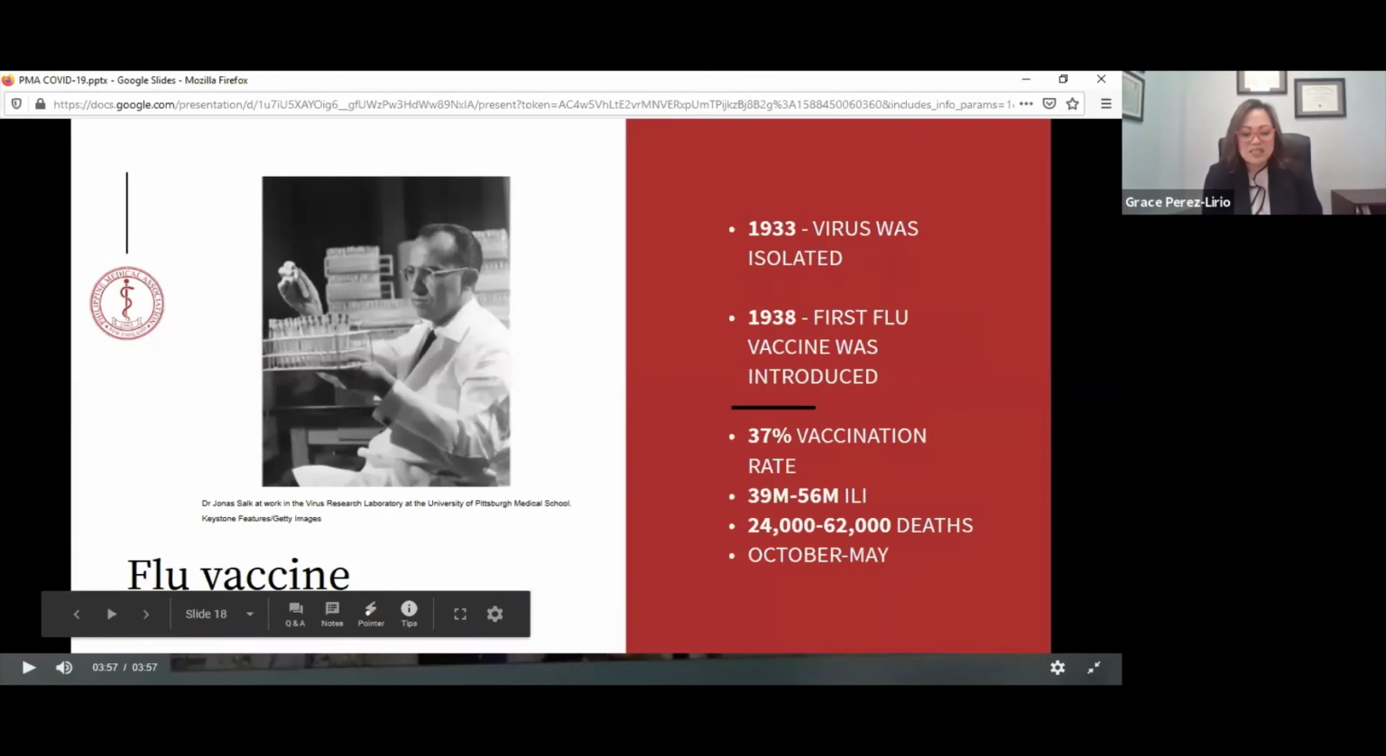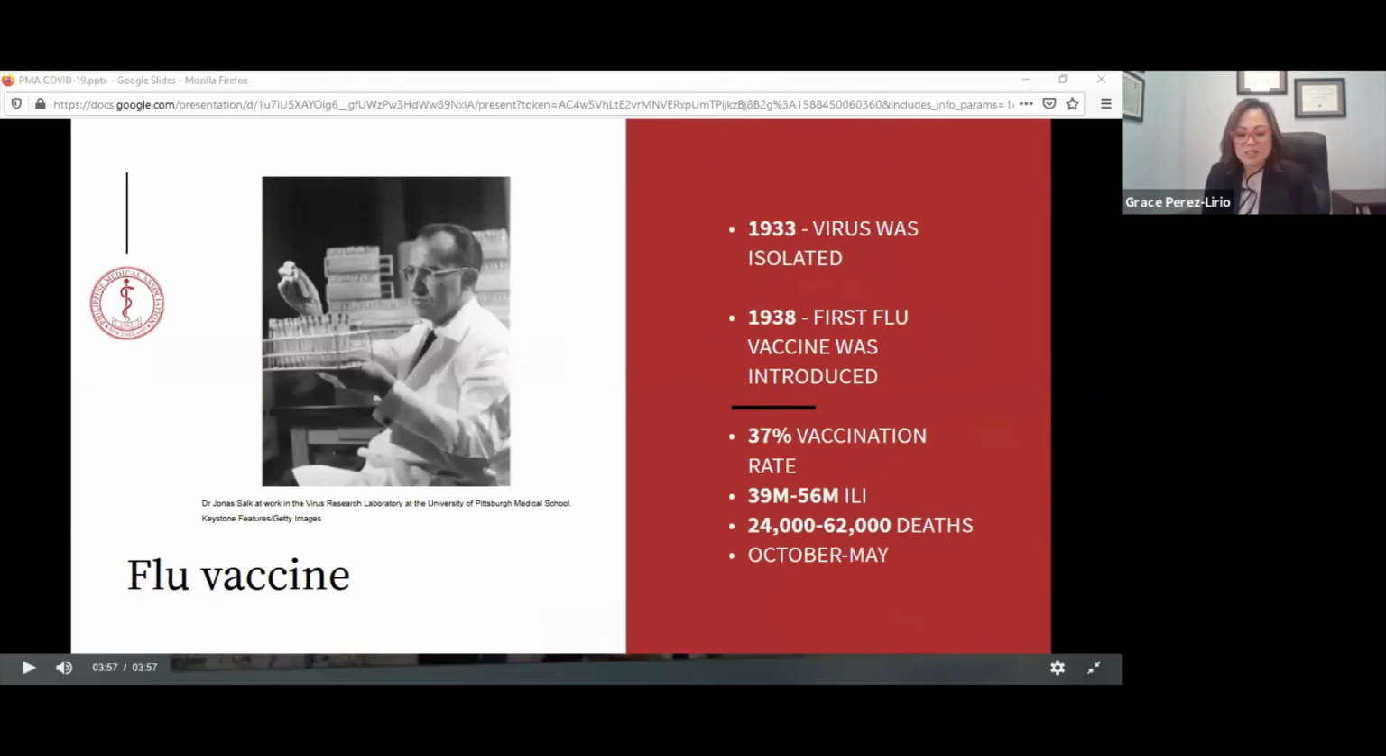So it wasn't until 1933 when the virus was first isolated in the laboratory, and 1938, 20 years later, when the first flu vaccine was introduced and used on military servicemen.